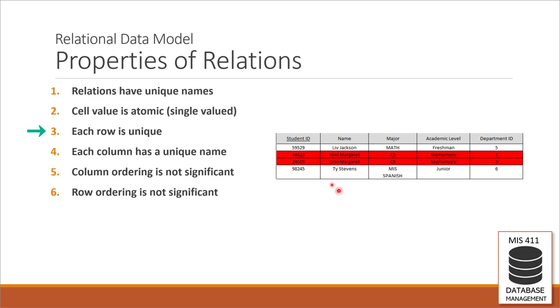Every row needs to be unique. Okay? Now, in order for a row to be unique, that just means that one of the fields has to be different. Right? What you cannot have is 2 rows that are exactly the same.